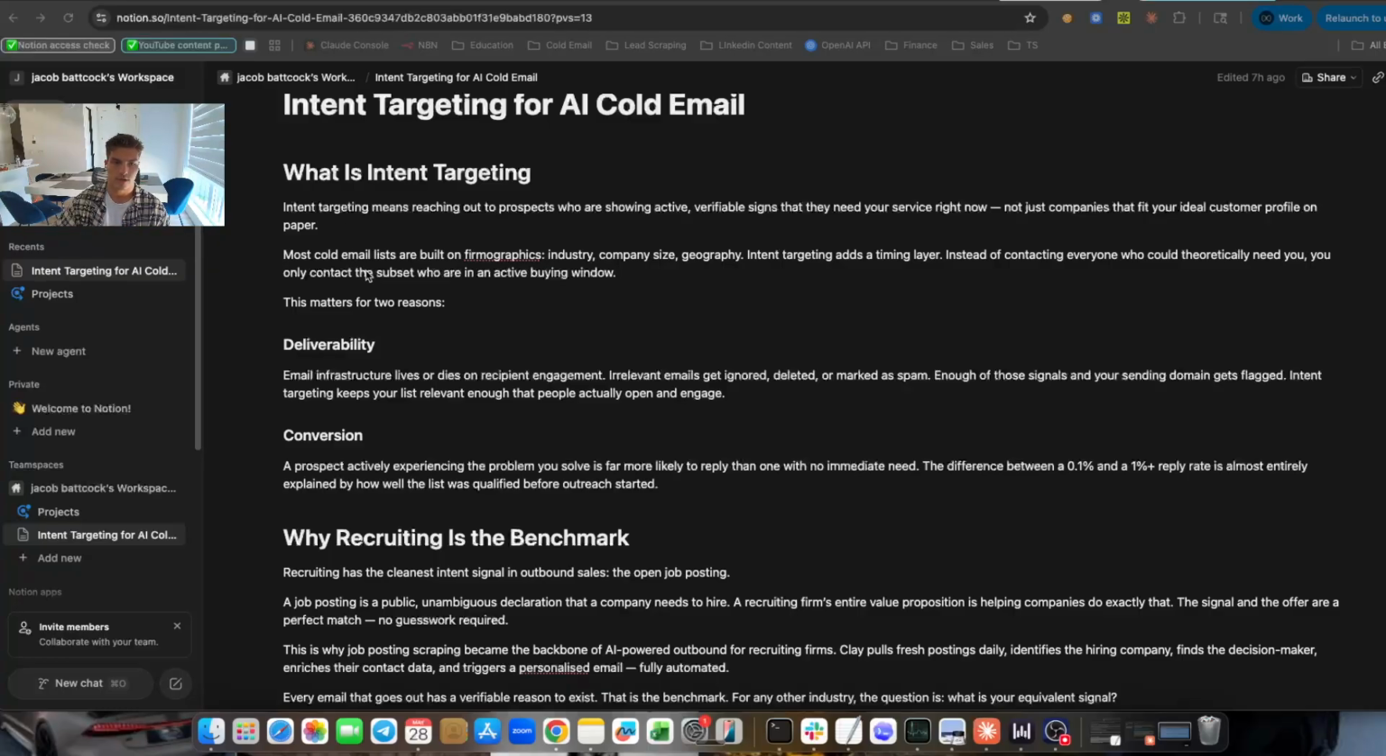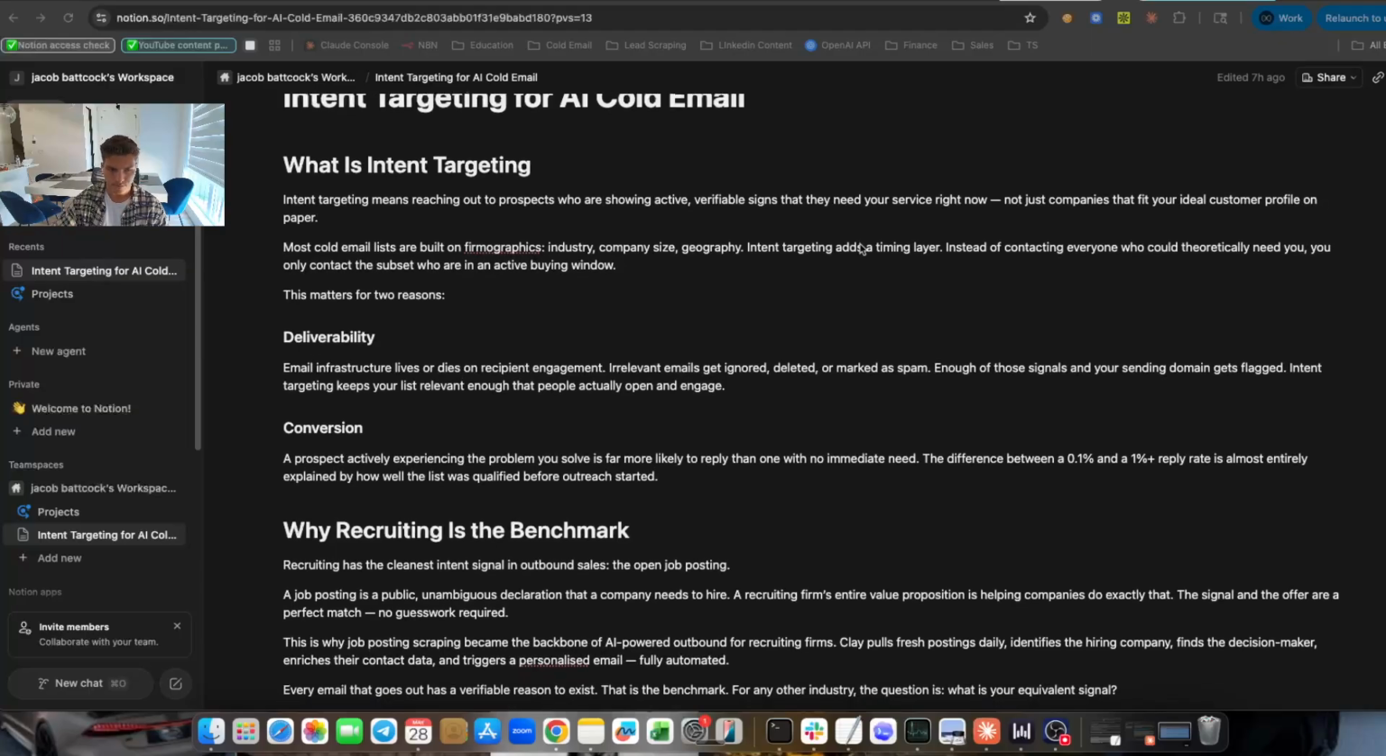The majority of cold email lists, like I said, are built based on firmographics. So this is industry, company size, geography, revenue, company headcount, and so on. Intent targeting, like I said, adds another timing layer. So instead of contacting everybody who could theoretically need you, you're only contacting the subset that are actively showing signs that they definitely are in the buying window for your product currently. This matters for two main reasons.